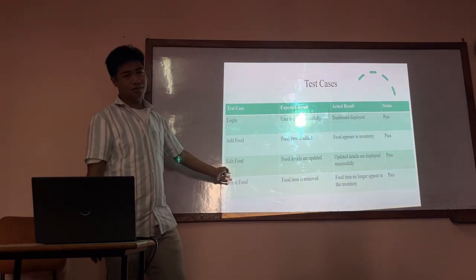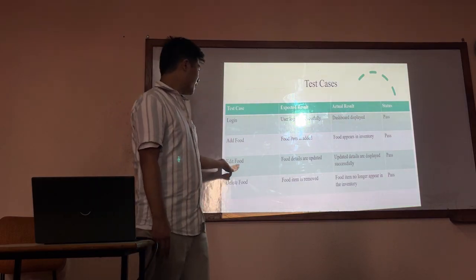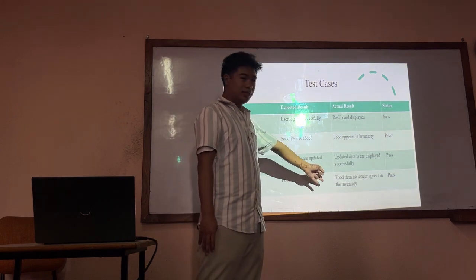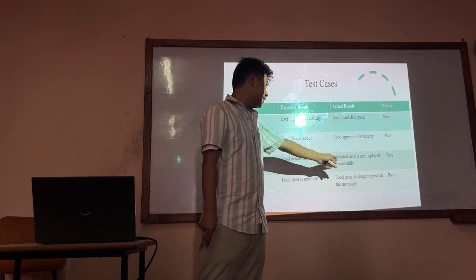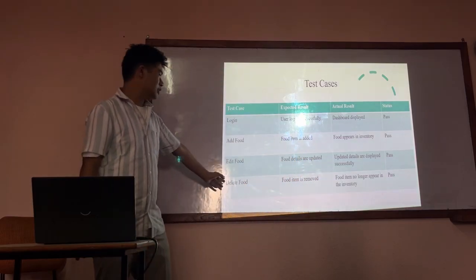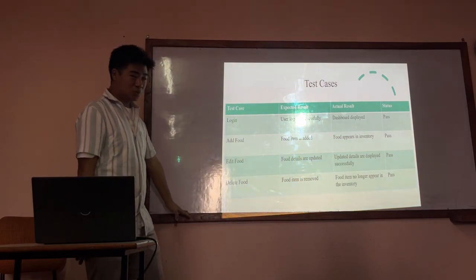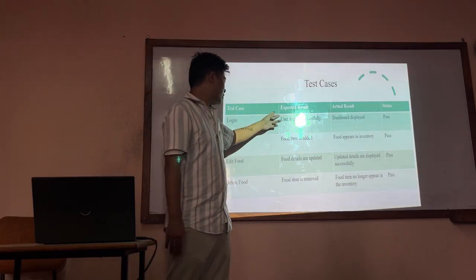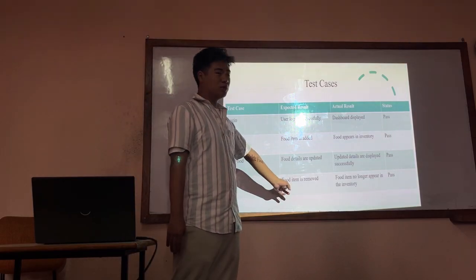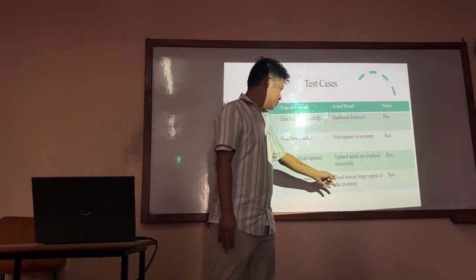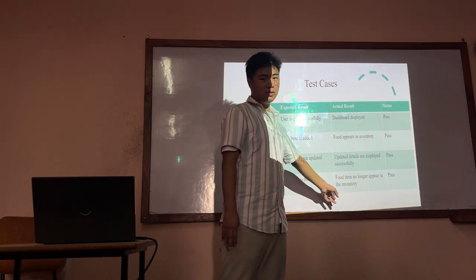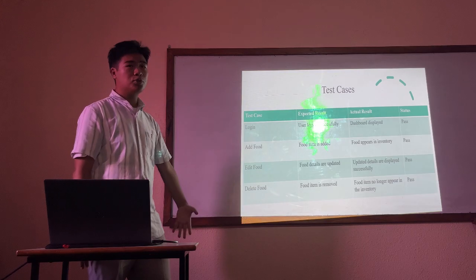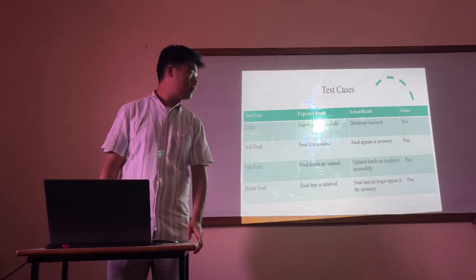For the third case, which is editing food, after adding it to the inventory we can also edit it. The expected result is that food details are updated, and the actual result is that the updated details are displayed successfully, so the status is passed. The fourth is deleting food after adding, which we don't need. The expected result is that the food item is removed, and the actual result is that the food item no longer appears in the inventory, and the status is passed. To see the actual results of the test cases, we will look at Playwright.